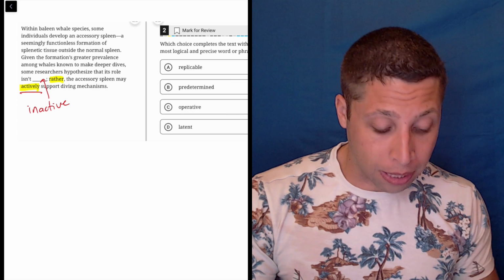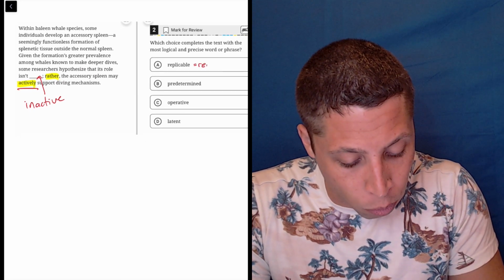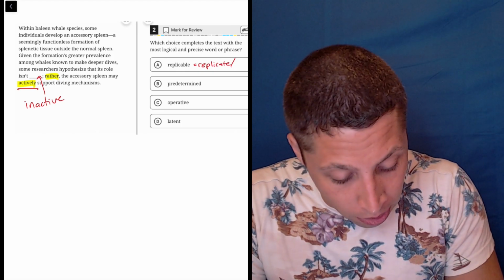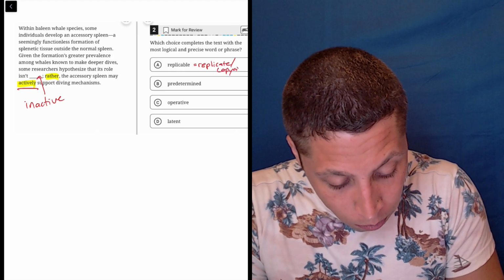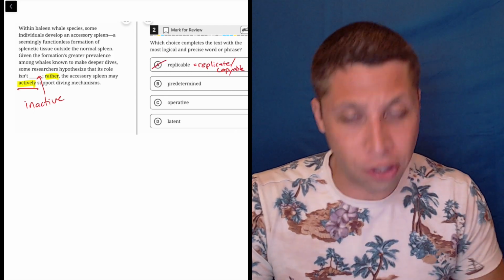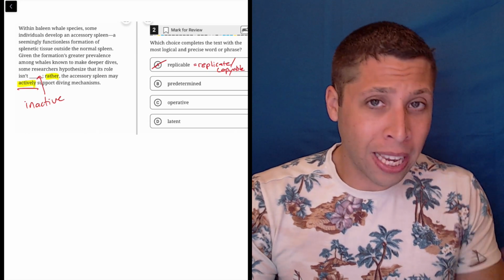Well, replicable means something is reproducible, right? The root word here is replicate. So that's a fancy word for copy. So this is copyable is really what we're dealing with here. Is it copyable? Well, no, they're not talking about something being copied. So this is just a random word. Its role isn't predetermined. Well, again, this is just a random word.